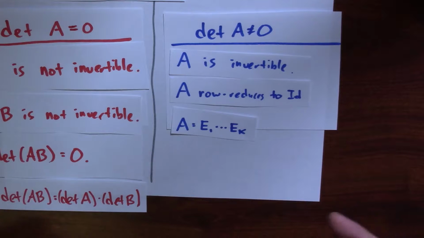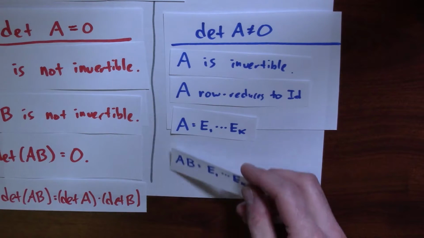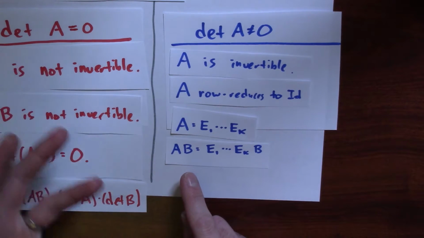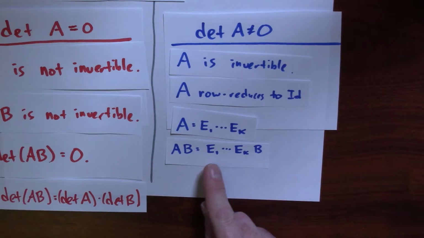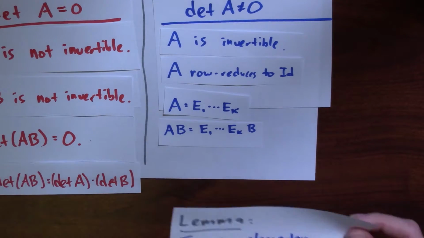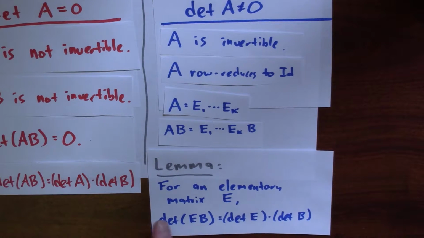Once I've expressed A as the product of elementary matrices that correspond to doing some row operations, I can multiply both sides of this equation by the matrix B to deduce that AB, the product whose determinant I'm interested in, is this product of elementary matrices times the matrix B. Why is that a helpful fact? These become extremely useful in light of the following lemma: for an elementary matrix E, the determinant of E times the matrix B is the determinant of E times the determinant of B. And this lemma is not too hard to prove.